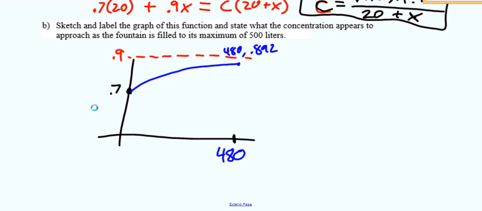So, sketch and label the graph. There it is. This is liters that we've added, sorry, not gallons. And this is the percent concentration.